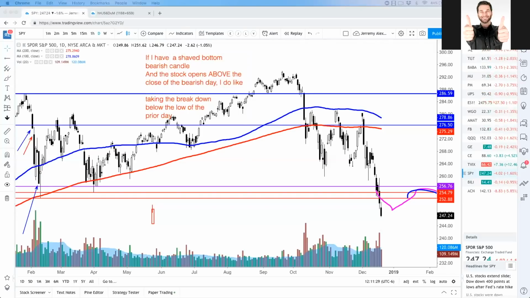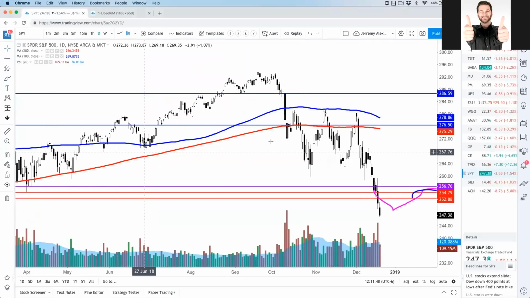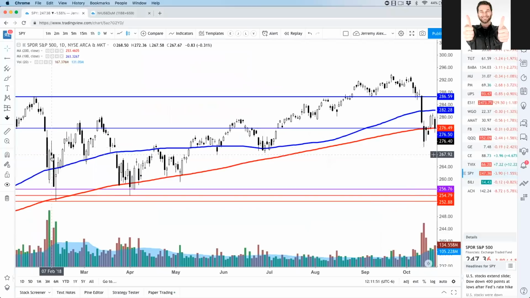I do like that. So for example, right here, it opened above the close, ended up breaking below the low, and it did run for a little bit. This is another candle example right here. It's a little hard to see, so I'll try to zoom in a little bit. But if I zoom in, so this was a shaved bottom candle. The close was 267.67. The open of this candle was 267.01. So we did open above the high of that shaved bottom candle, only to break lower. So I think that was a good signal.